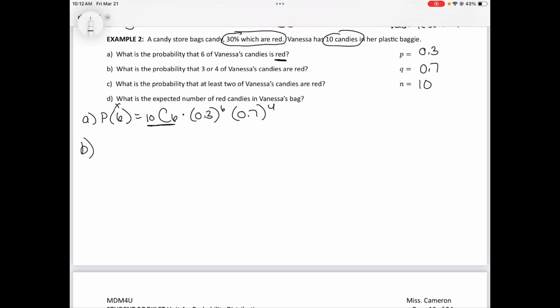That's fine. For B, what's the probability that 3 or 4 of Vanessa's candies are red? What we're focusing on here is the probability of 3 or 4, and we're going to add those two probabilities. This is the rule of thumb. So we're going to repeat. And just to let you know, 10 choose is not going to change, 0.3 is not going to change, and 0.7 is not going to change.